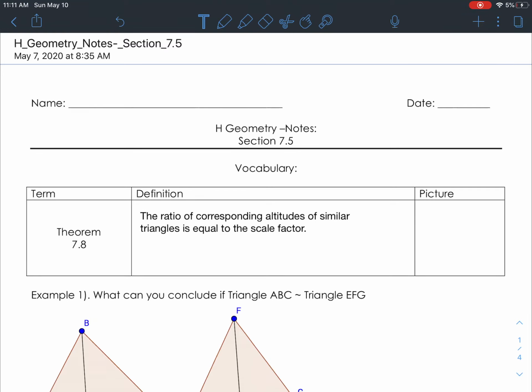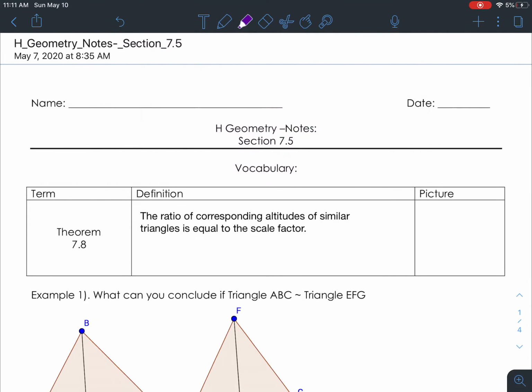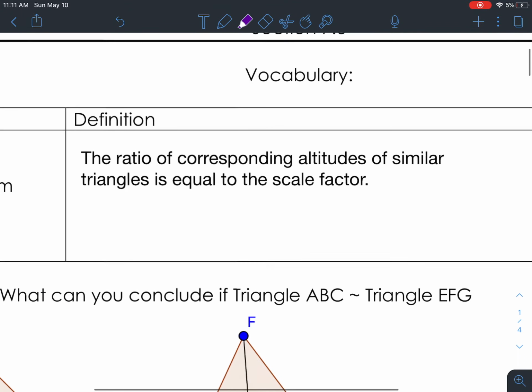Like I've done in the past, I have the definitions already written out, so make sure you pause if you need to, because I'm just going to read through them. Theorem 7.8 says the ratio of corresponding altitudes of similar triangles is equal to the scale factor. So what we're essentially saying is that it's proportional to the scale factor.